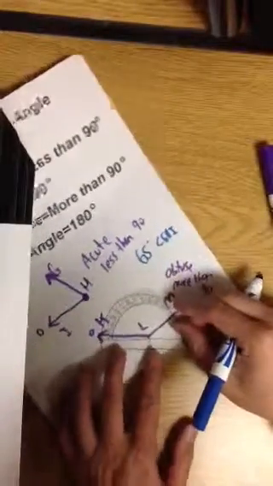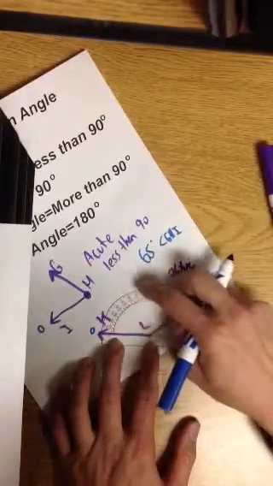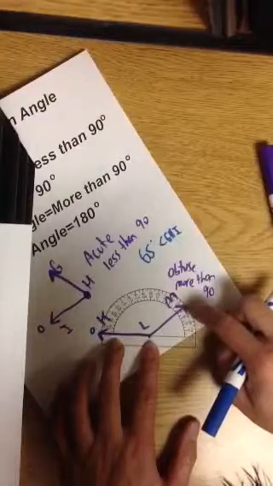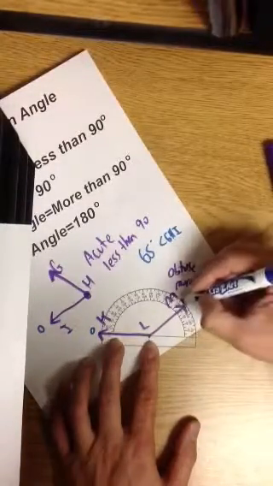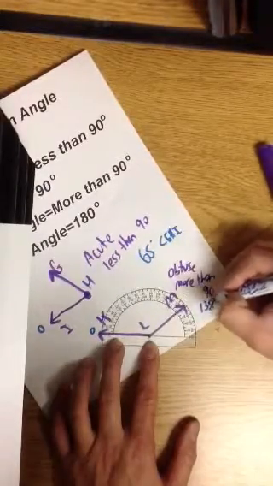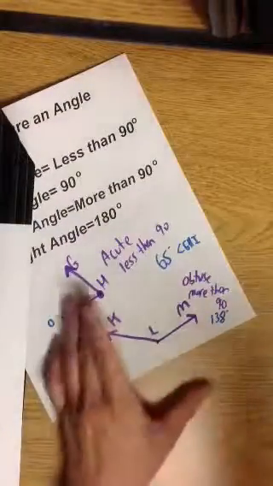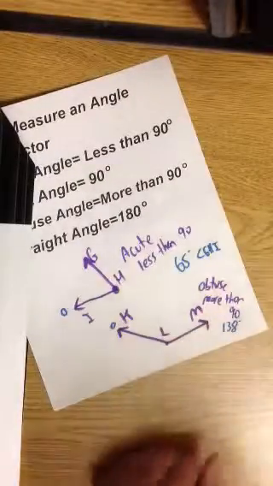I'll start with 0 here. Let's count by 10: 10, 20, 30, 40, 50, 60, 70, 80, 90, 100, 110, 120, 130. It's a little less than 140. It's a little more than 130, but it's more than 135. 138, I guess? Is that more than 90? It is. Very good. So that's how you measure an angle.